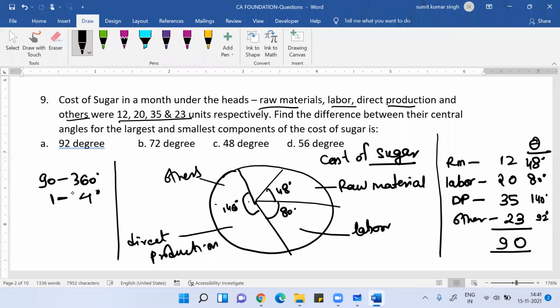And then the other is basically 92 degree. So this should be more than this. This should be 48 degree, and this should be 92 degree. 90 degree, you know, is a straight line like this, a quarter. That is 90 degree. 92 will be a little bigger. Clear, everyone?